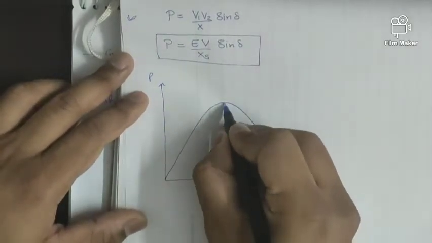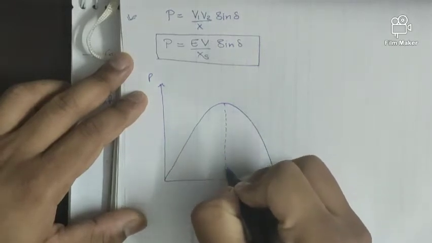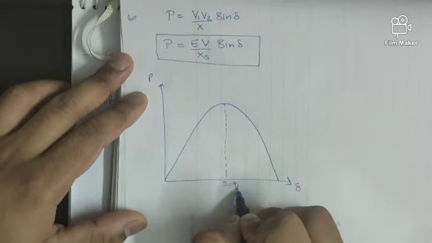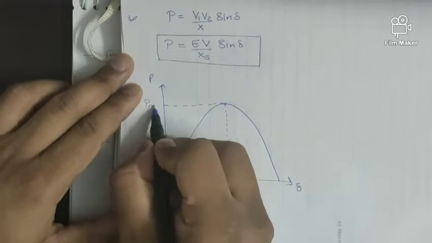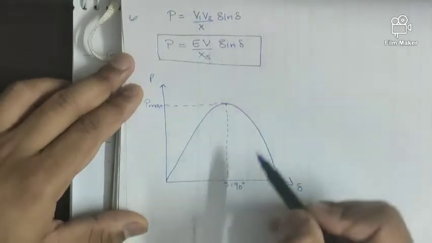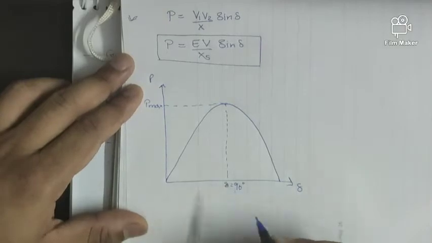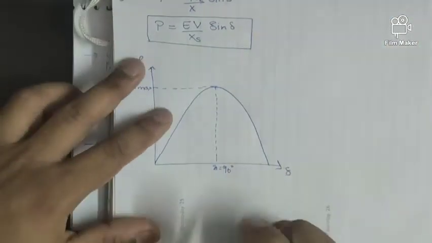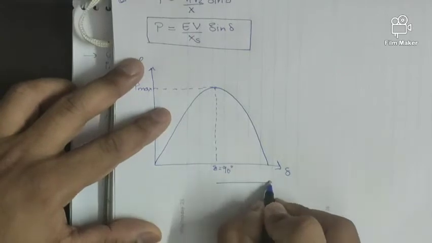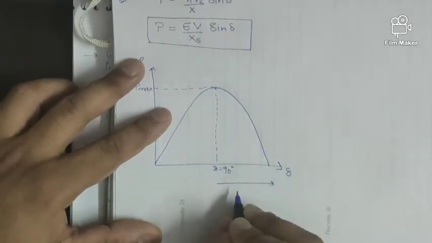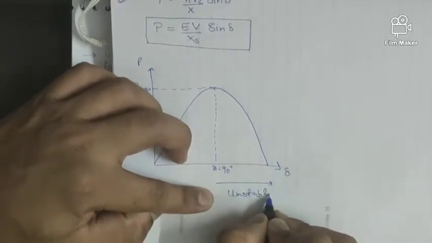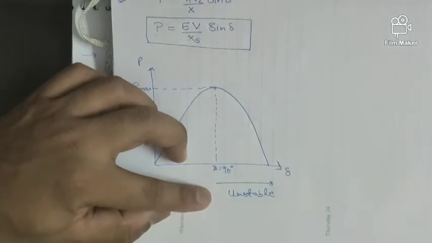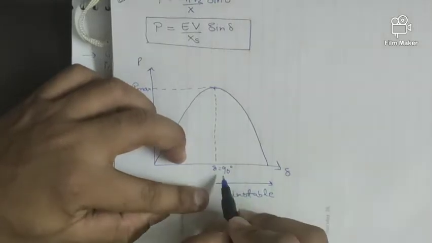At delta 90 degree this machine will deliver maximum power output, which is denoted by Pmax. Why? Because sine will have its maximum value at 90 degree only. As we have seen, the system will become unstable when this load angle delta crosses 90 degree. Above 90 degree we will get unstable behavior of the machine, or the machine will lose its synchronism, or we can say that it can fall out of step when the delta angle crosses 90 degree.